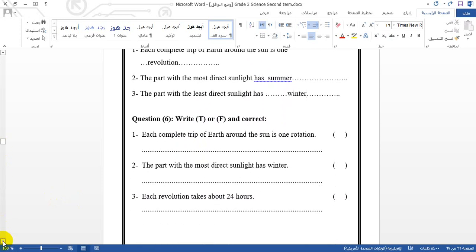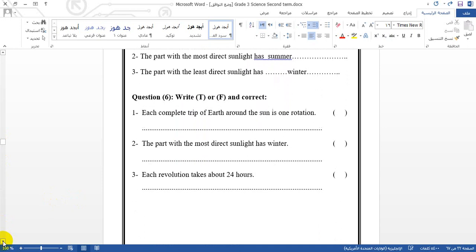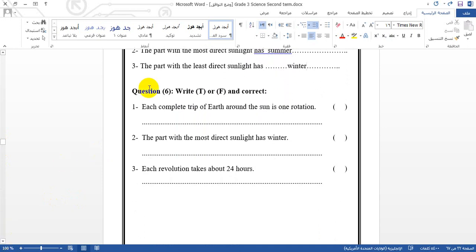Write true and false and correct the answer. Number 1: The complete trip of Earth around the Sun is one rotation. True or false? Complete trip of Earth around the Sun, we call it rotation?